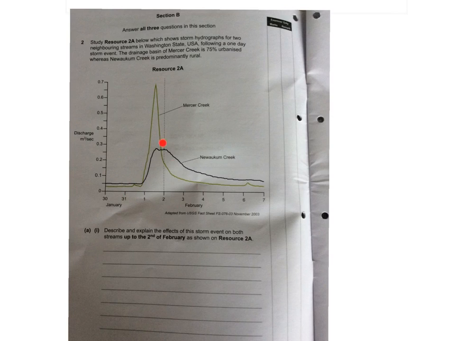Obviously the green one for Mercer Creek is our flashy response, very high peak discharge, steep rising limb, and a relatively short lag time. Our blue one for the other creek is our flatter response, not as flat as we saw in the last diagram, but once again, lower peak discharge, longer lag time, gentle rising and gentle falling limbs. So, likely question you can see down below, describe and explain the effects of this storm event on both streams. So describe, we'll have to take figures from the graph, you'll be looking to quote discharge figures and maybe time figures, and then you'll be trying to offer some sort of explanation for that for 4 marks.